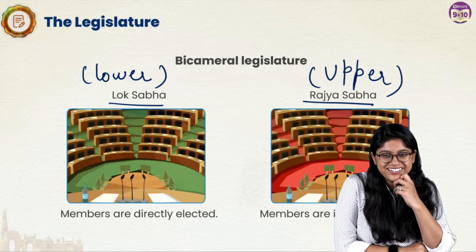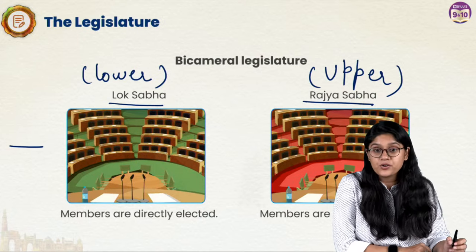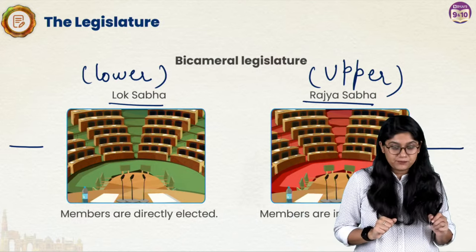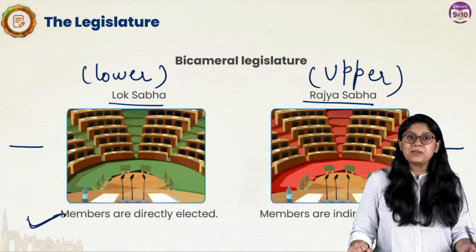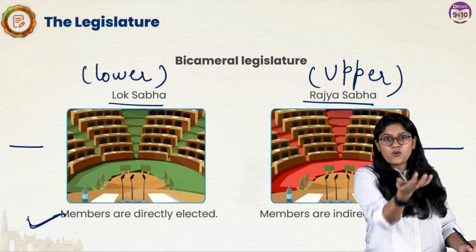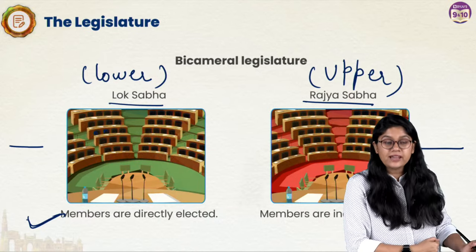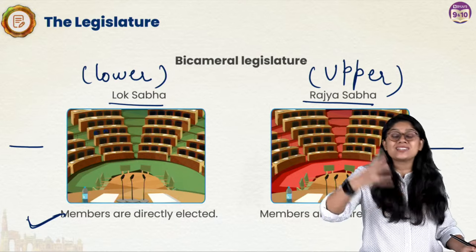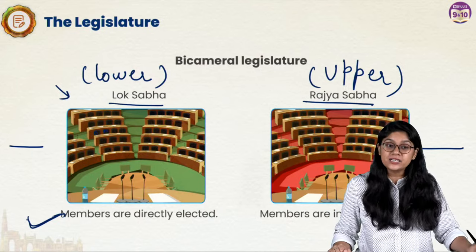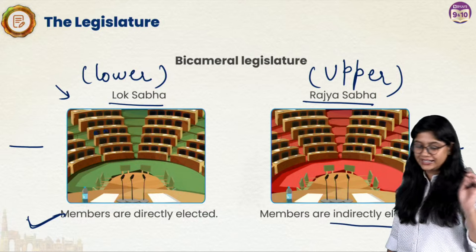So, we have more members in Lok Sabha and fewer people in the Rajya Sabha. Lok Sabha has the people who are directly elected by us. For example, if I have voted for an individual, probably they will be here. And they are the ones who will be making policies and laws. Whereas in Rajya Sabha, we have members who are indirectly elected.